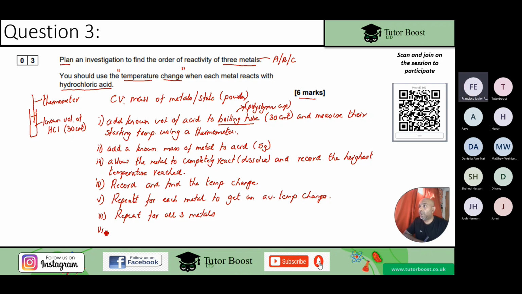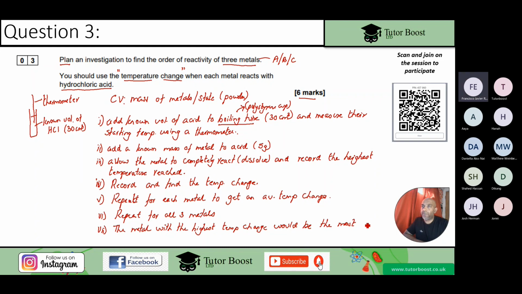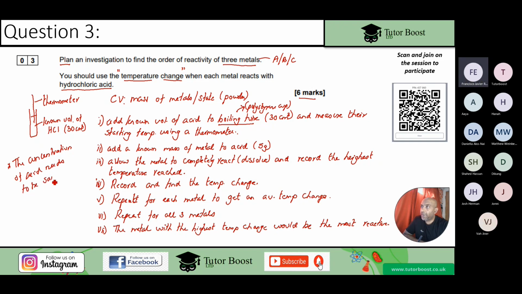And one last point, right? The metal with the highest temperature change would be the most reactive. That should give you the 6 marks. There are a couple of other points that you can actually write as well. The concentration of acid needs to be the same as well. And where you're saying 5 grams, you could say using a weighing scale.